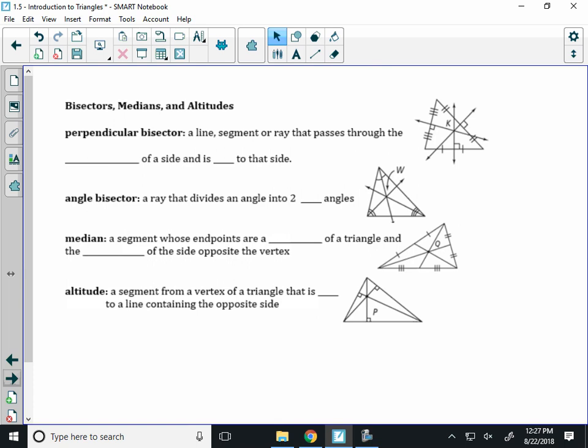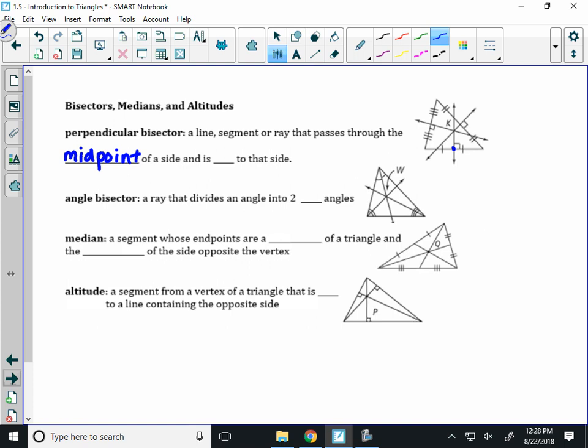Perfect. It's splitting a side or a line in half, and it's creating right angles. Very good. So that's exactly what happens with a perpendicular bisector of a triangle. It's a line segment or ray that passes through the midpoint, because it's cutting it in half. So it's passing through the midpoint of a side. Again, the midpoint's the very middle, so it's cutting it in half. And it's perpendicular to that side.